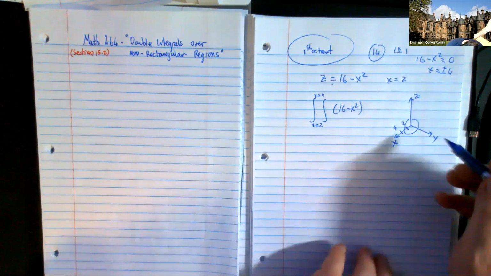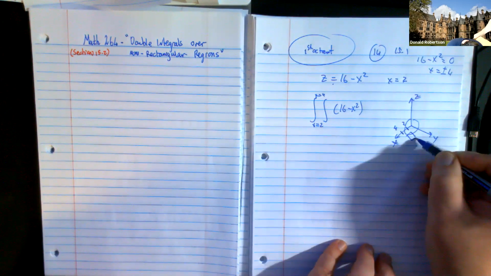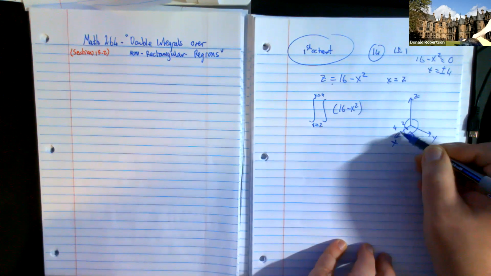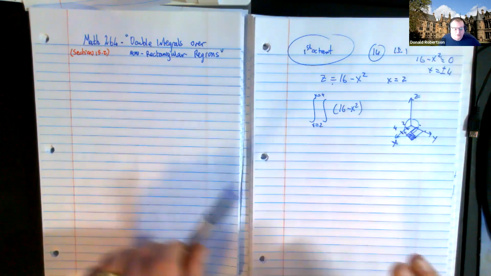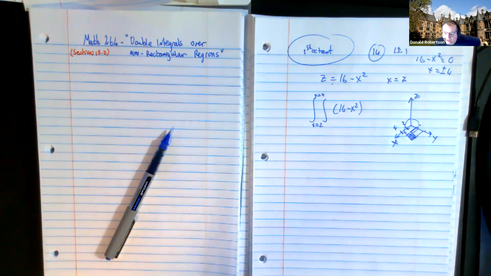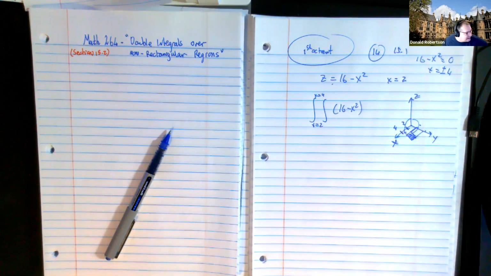Because what I'm going to have is a little rectangle here. And the x's are going to go from 2 to 4, and the y's are going to go from somewhere to somewhere. But as far as I can see, you haven't given me anything that would lead me to figuring out what those y values are. So I'm going to go in and have a look at that solution.